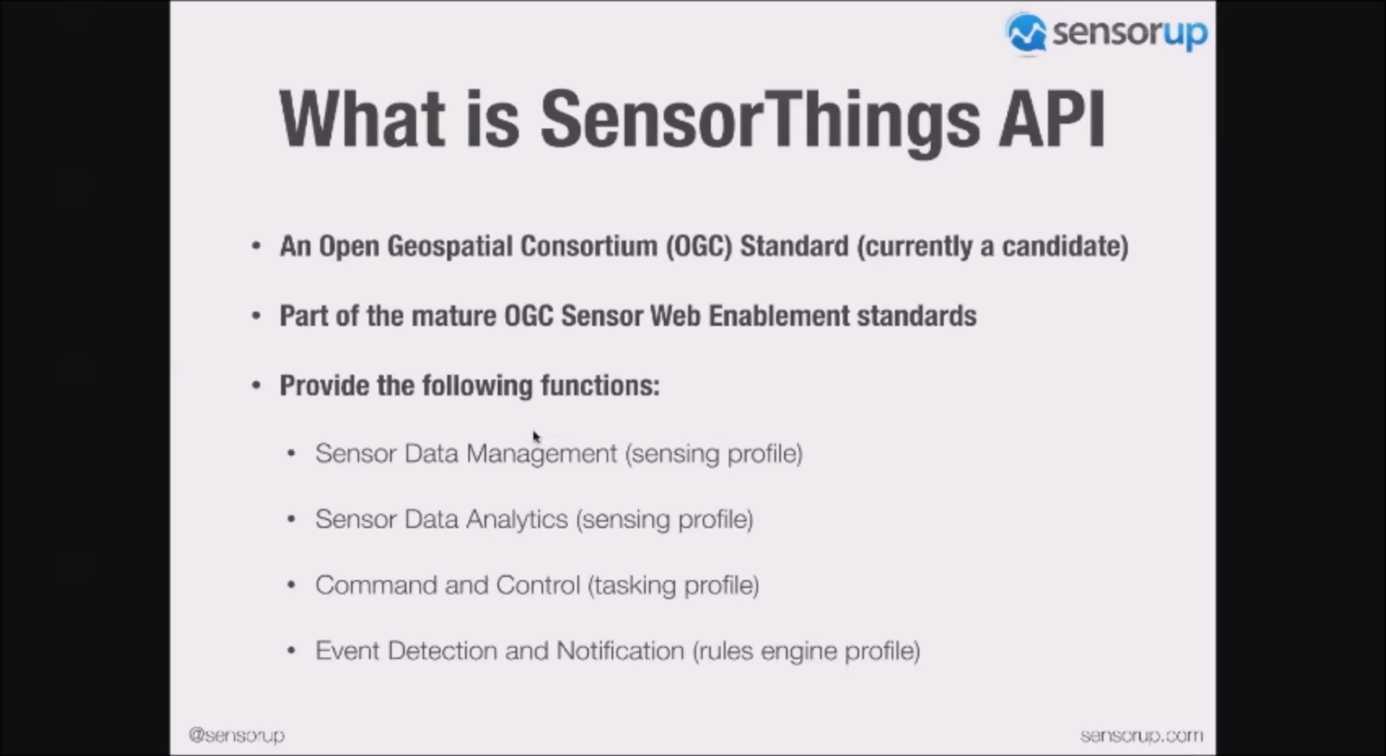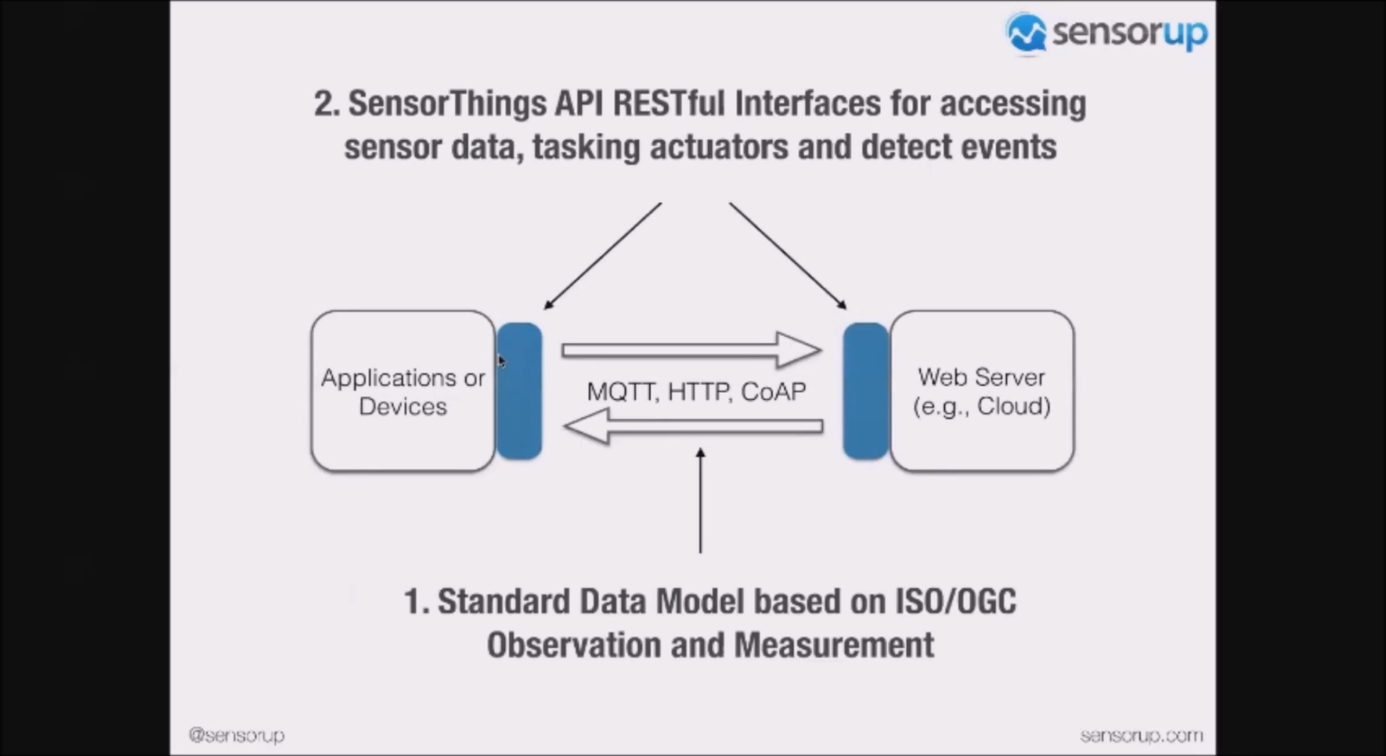And finally, it can also do event detection and notification. That means you can program your sensor through SensorThings API and say, if the temperature is changing to, for example, over 20 degrees, send me a notification. So notification will be pushed to you. So it's a rules engine profile. Let's dive into more details.